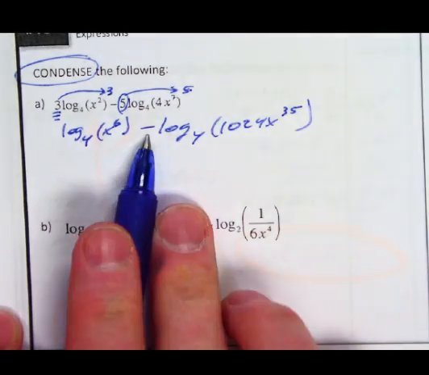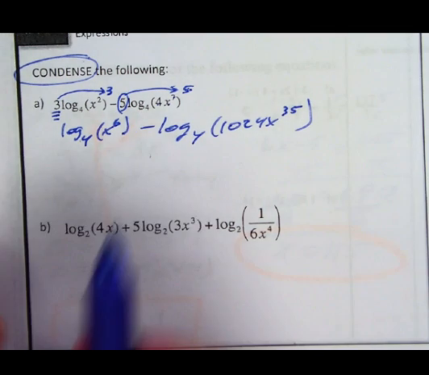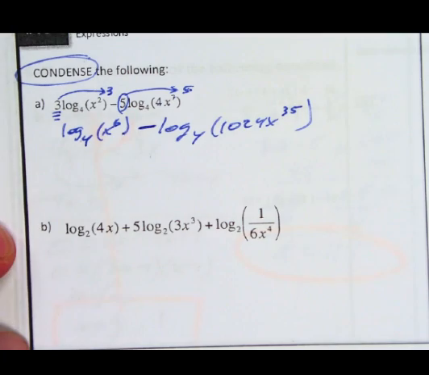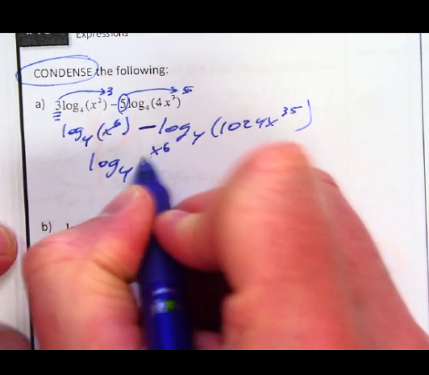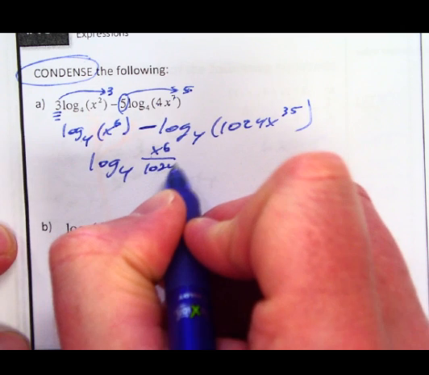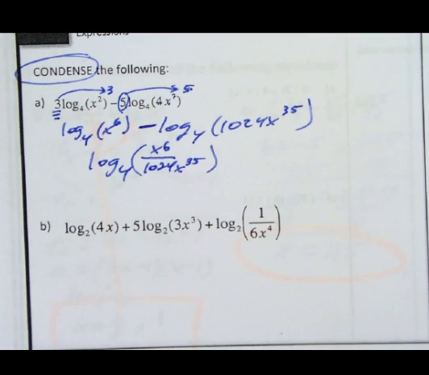Now that these are separated by minus, I know the quotient property tells me that I'm going to set them up by division. Minus is division. So I end up with log base 4 of x to the 6th over this one, 1024 x to the 35th. Now, I would be done, but these actually reduce.